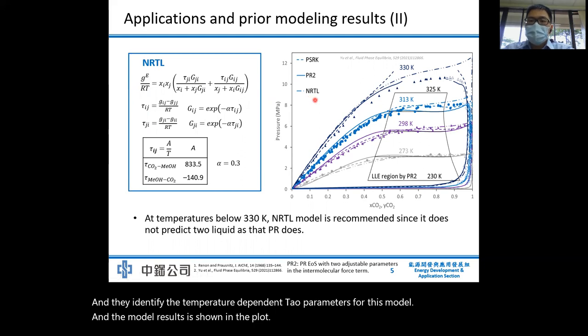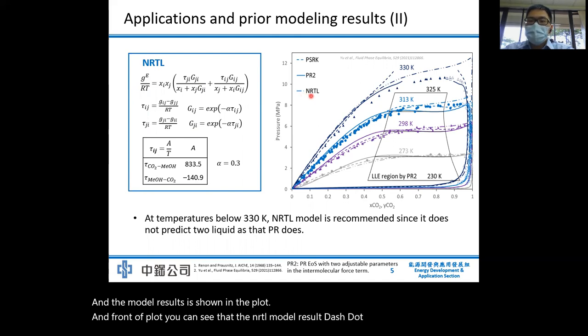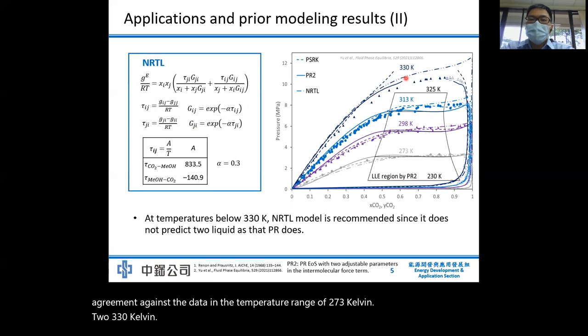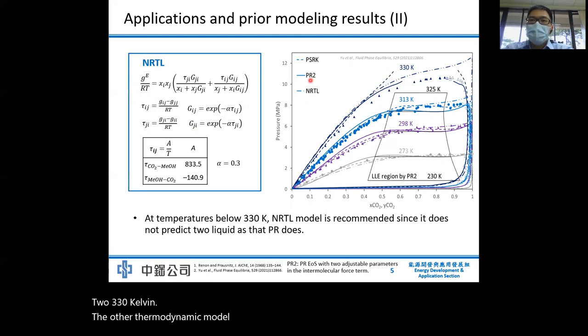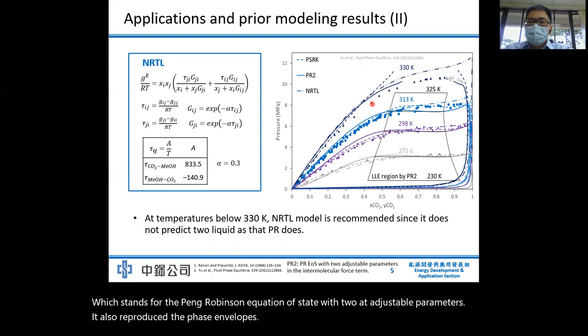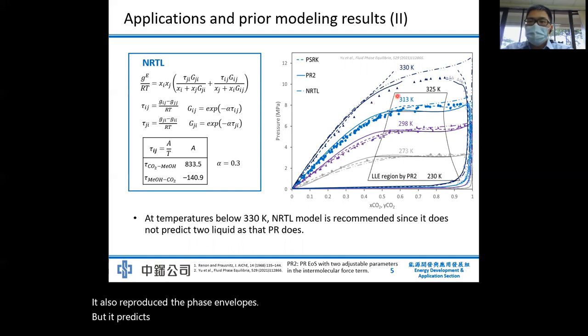And from the plot, you can see that the NRTL model result, the dash-dot line, has a satisfactory agreement against the data in the temperature range of 273 Kelvin to 330 Kelvin. The other thermodynamic model, PR2, which stands for the Peng-Robinson equation of state with two adjustable parameters, also reproduces the phase envelopes, but it predicts two liquids, which is not supported by the data. Here is the LLE region predicted by Peng-Robinson equation of state.